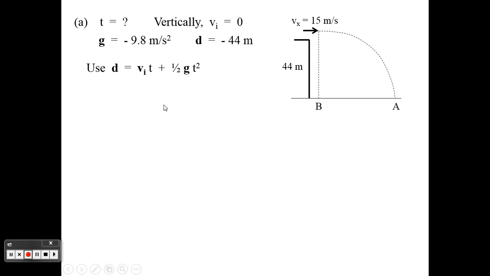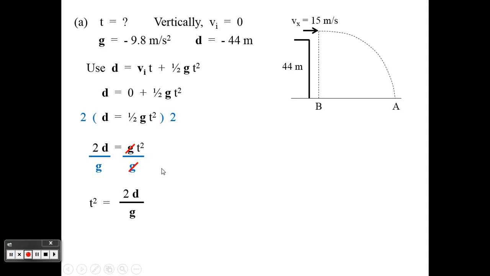So let's do that. Now let's plug in 0 for the initial velocity. That takes that term away, makes it a little bit easier. Then we're going to multiply by 2. Now, remember we want t, so we're going to divide out the g to get t squared is equal to 2d over g. And then we're going to take the square root. Okay, now let's plug our values in.